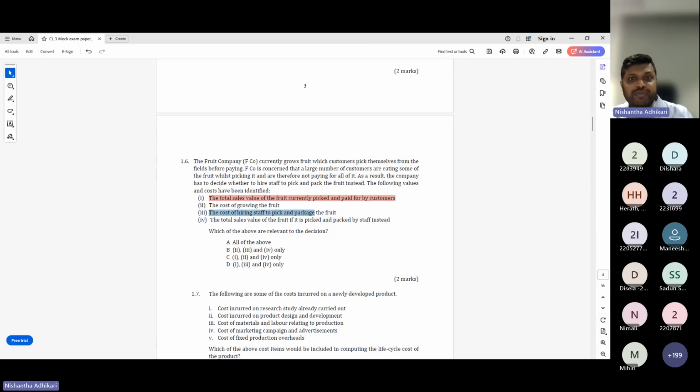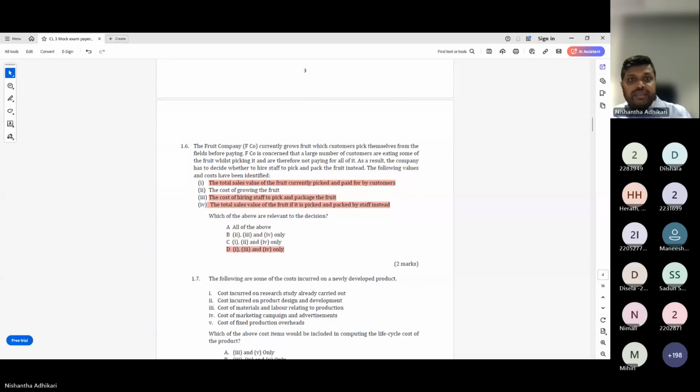The cost of hiring staff to pick and package the fruit, yes, it is a relevant cost. The total sales value of the fruit if it is picked and packed by the staff instead, yes, this is also correct. You have to compare before you start this operation, what is the revenue, and after this operation, what is the revenue. Therefore, your correct answer should be 1, 3, and 4, which is available in answer D. Answer D is the correct answer.